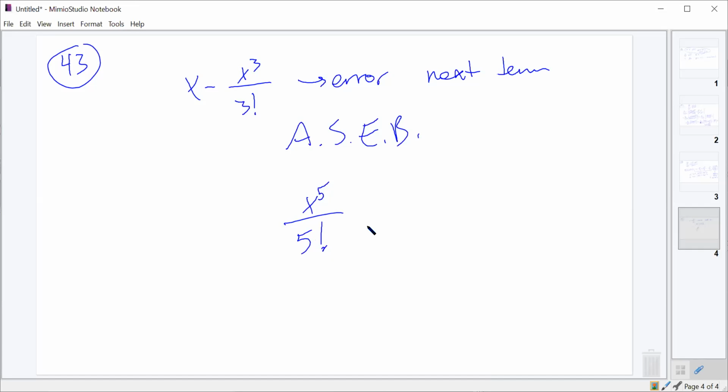And so at x equals 1, that's just 1 over 5 factorial, which is 1 over 120. And 1 over 120 is 0.0083 repeating. Okay, so we know that our error is less than 0.0083 repeating.